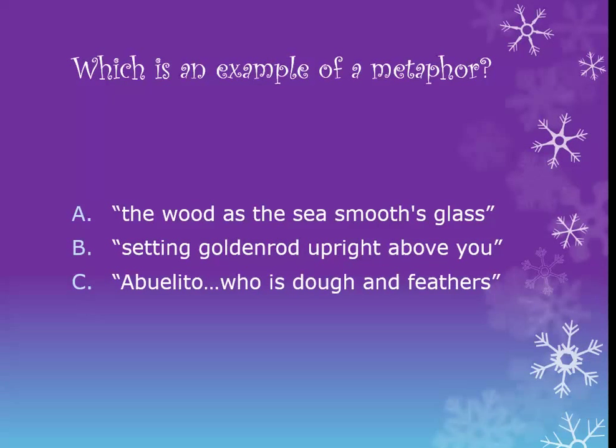Which is an example of a metaphor? The wood as the sea smooths glass. Setting goldenrod upright above you. Or abuelito, who was dough and feathers. So remember, in a metaphor, you're comparing 2 things, but you're not saying like or as. So in this one, C would be the correct answer, because you're comparing abuelito, who is grandpa, to dough and feathers, so he must be pudgy and soft.